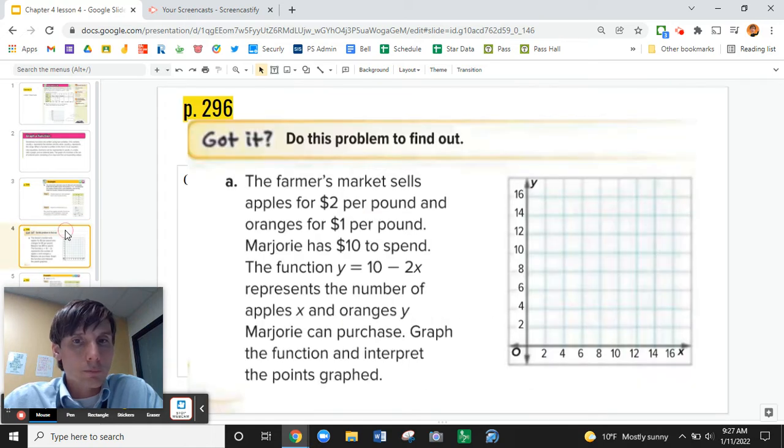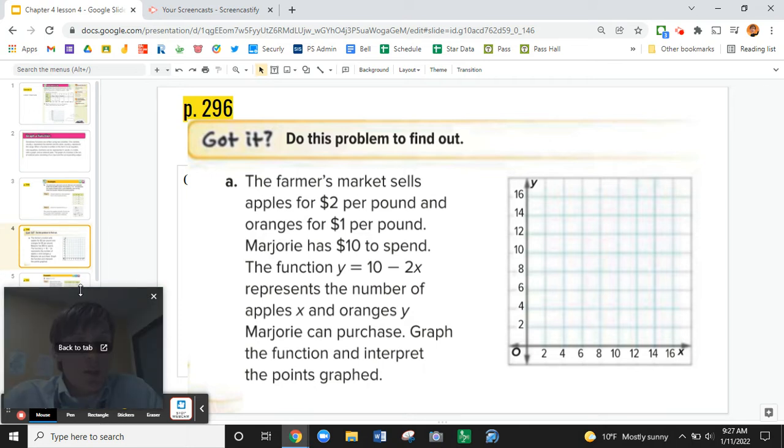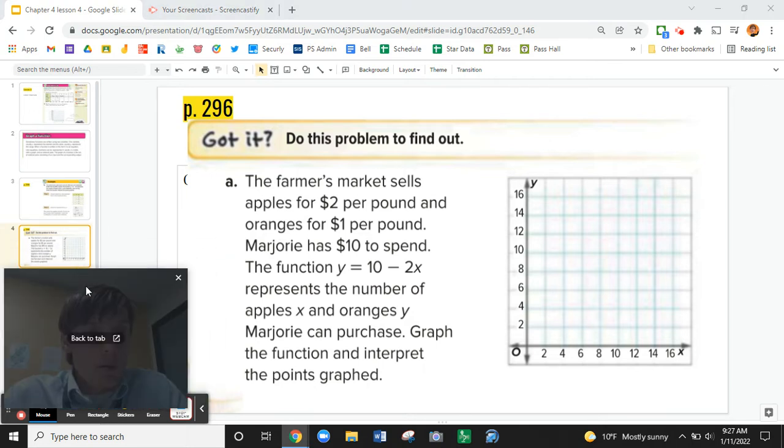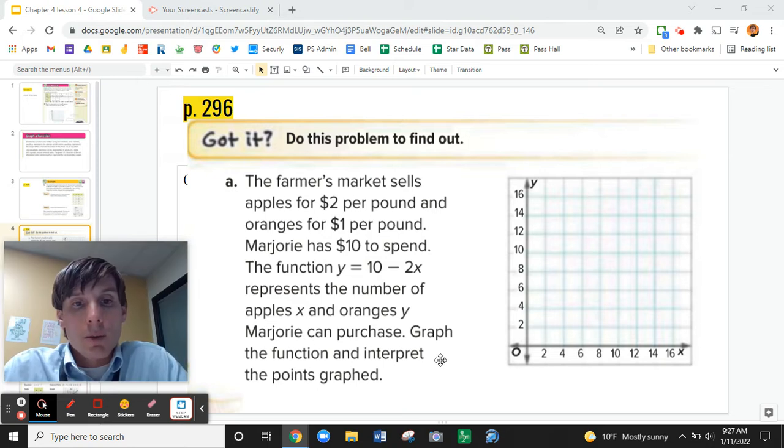Okay, let's look at another one real quick here, okay? So it says the farmer's market sells apples for $2 a pound and oranges for $1 a pound. And Margie has $10 to spend. So here's our equation. We have $10, and then since apples are $2 per pound, we have x representing the apples, y representing the oranges.